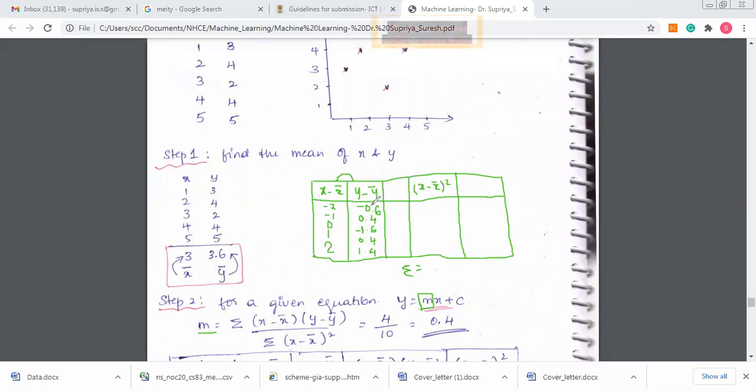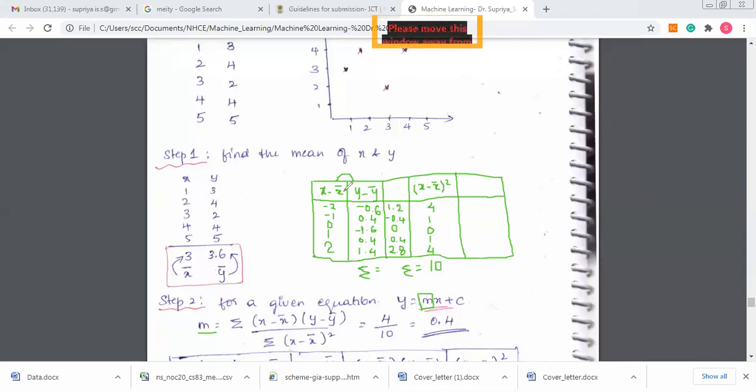The multiplication of this. Am I right? 1.2, -0.4, 0, 0.4, and 2.8? Yes, ma'am. I need the summation of both. Okay, and calculate x minus of x bar the whole square, squaring of it. So it's going to be 4, 1, 0, 1, and 4. So the summation of it is 10.